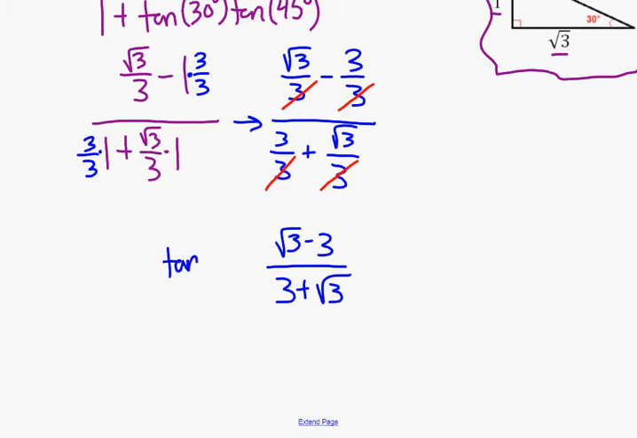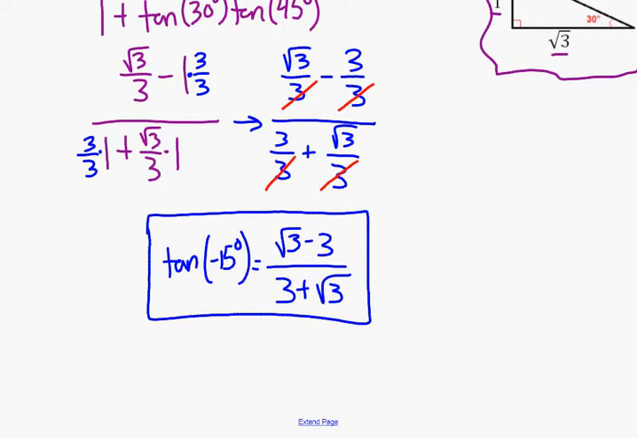So I'm going to say that the tangent of negative 15 degrees equals root 3 minus 3 over 3 plus root 3. Again, I could rationalize him more, but I'm not going to. I'm just going to leave him the way that he is.